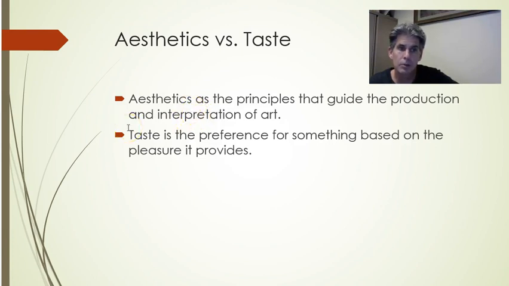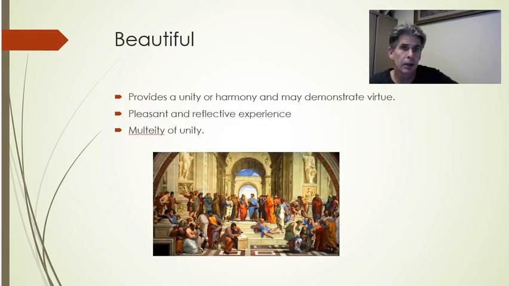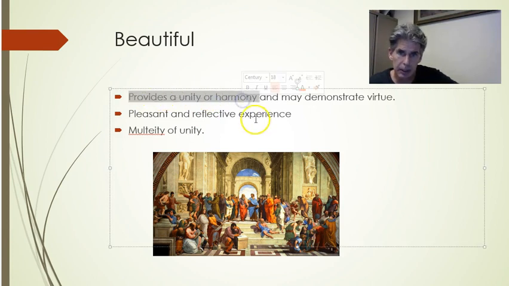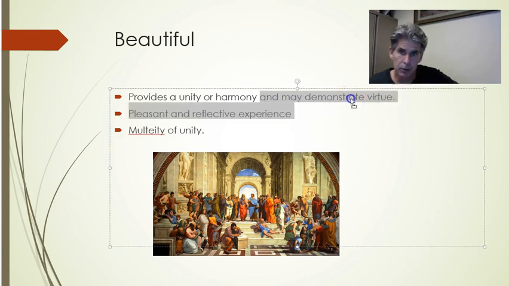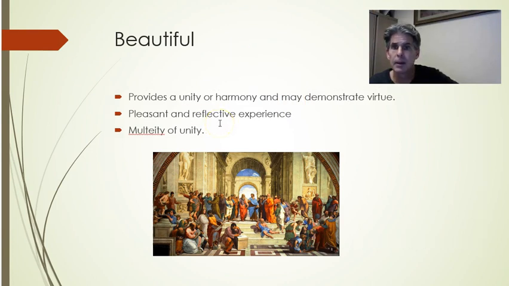Okay, so let me set these out really quickly. The two aesthetic judgments that are primary are beauty and the sublime. Okay, how do we know them? How do we know they're going on? Okay, the beautiful is going to provide some kind of unity or harmony, and may demonstrate virtue or something redemptive about it. So that's what the beautiful does, okay? There's some quality about it that's pleasant, and it causes a reflective experience for the viewer of it. So a beautiful painting does that. A beautiful song or a beautiful symphony does that. People often describe Debussy as beautiful.